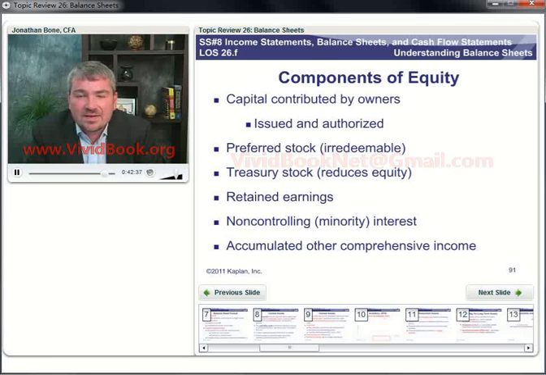Retained earnings. Now remember, this is the linkage between the income statement and the balance sheet. Each year in the income statement, we compute net income. We distribute some to our shareholders by way of a dividend. Anything that is not distributed gets transferred into retained earnings in the balance sheet. So retained earnings is just a cumulative balance of the amounts that have not been distributed to your shareholders.